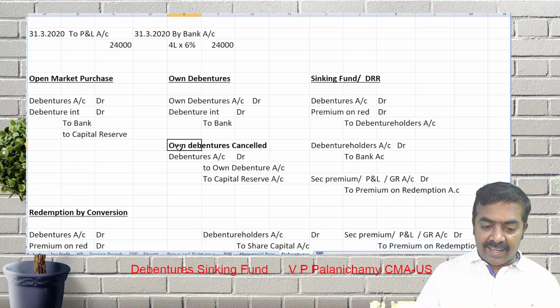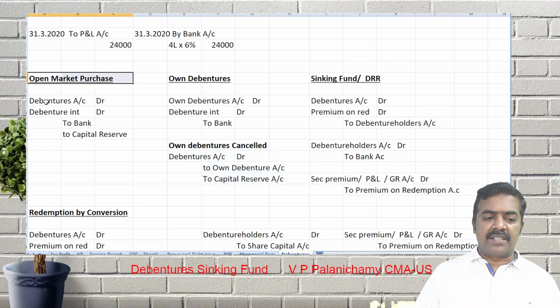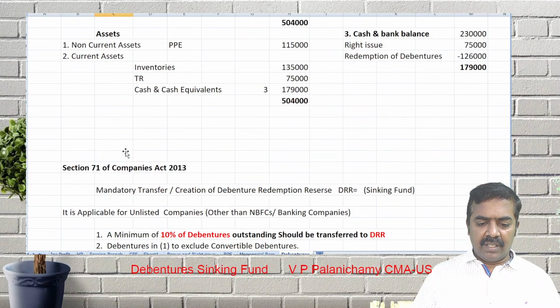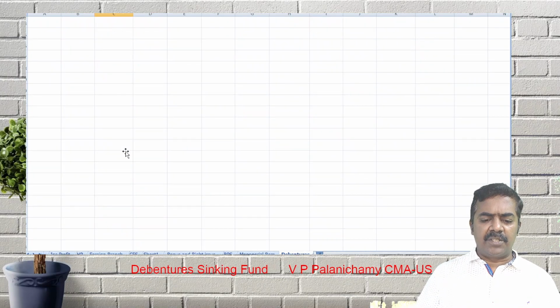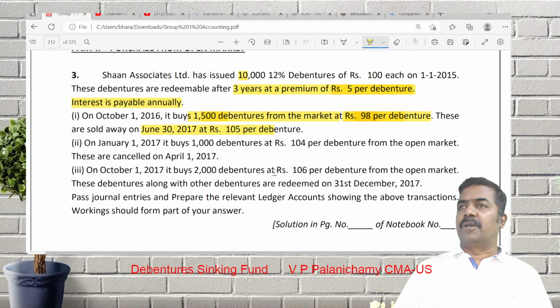Bank account. When we cancel, this entry comes. If it is purchased for immediate cancellation, debentures account debit or interest account debit, to bank. If there is a profit, we will transfer to which account? Capital reserve account. Of course, there is no chance of a loss. If there is a loss, you can adjust in P&L account on a prudent basis.